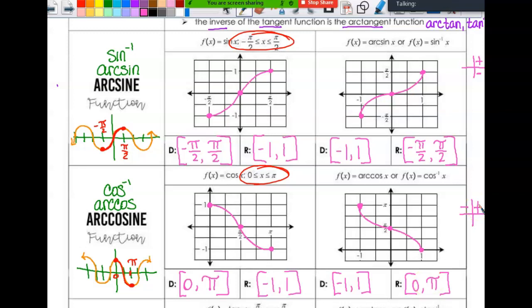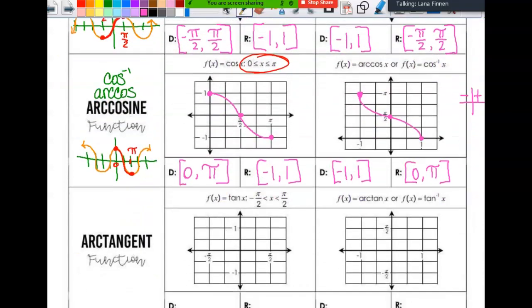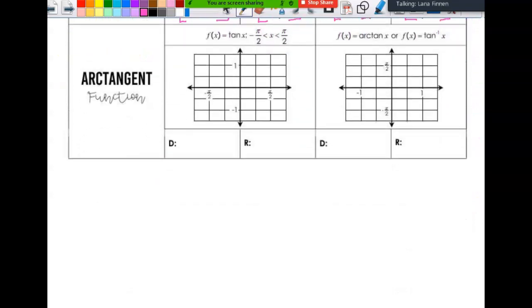Okay, we okay so far? Maybe. Maybe when we actually start finding them, it'll make a little bit more sense. All right, so let's look at tangent real quick, and then we'll start finding them.